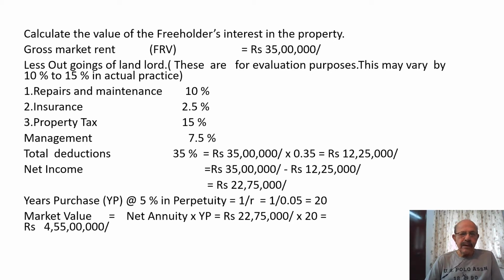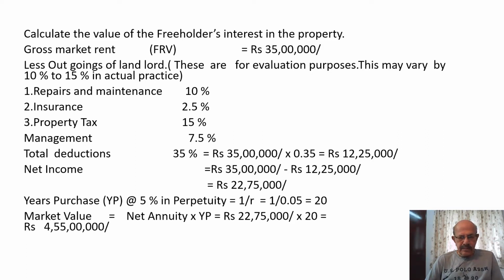So, 1. Repairs and maintenance, 10%. 2. Insurance, 2.5%. 3. Property tax, 15%. Then management, 7.5%. So total deductions come to 35%, which is equal to rupees 35 lakhs into 0.35, equal to rupees 12 lakhs 25,000. So net income is equal to rupees 35 lakhs minus rupees 12 lakhs 25,000, which is equal to rupees 22 lakhs 75,000.